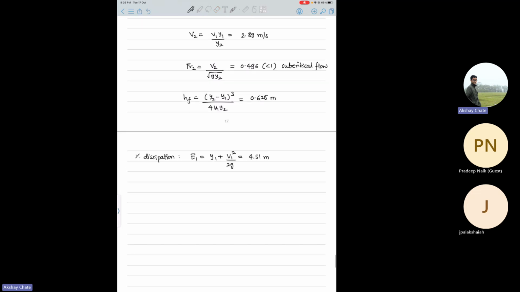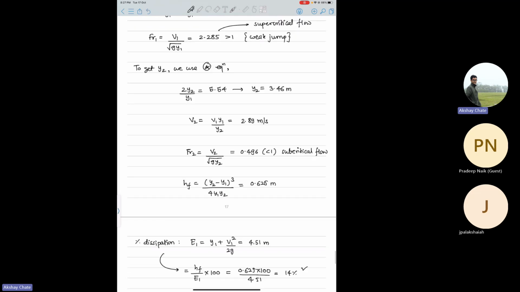4.51 meters. So percentage dissipation will be nothing but the head loss divided by the initial energy that the flow had, into 100. So that will be in percentage. So that will be nothing but 0.625 into 100 divided by 4.51. If you do the calculation, it comes out around 14%. So this is correct, right?